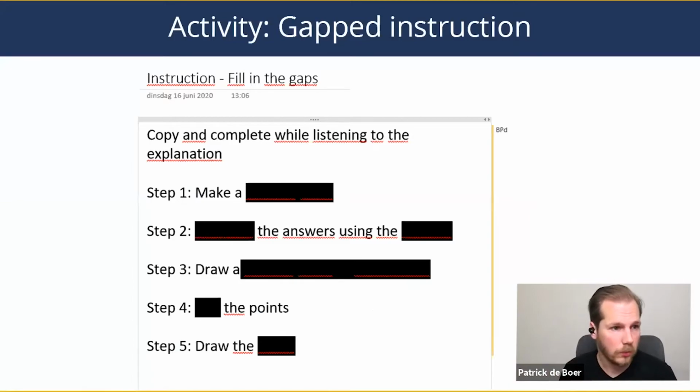So here's an example of what I use in my lesson. And this was copied, and you can see the date, copied from my lesson. And I simply said copy and complete while listening to the explanation. So they had to copy these steps. And then they had to fill in the blanks while they listened to me. And this is a way for me to provide scaffolding to the instruction. It also scaffolded my instruction because I knew I had to mention these steps and I shouldn't deviate from the main topic too much. So it also helped me to have a lot of structure in my own explanations.